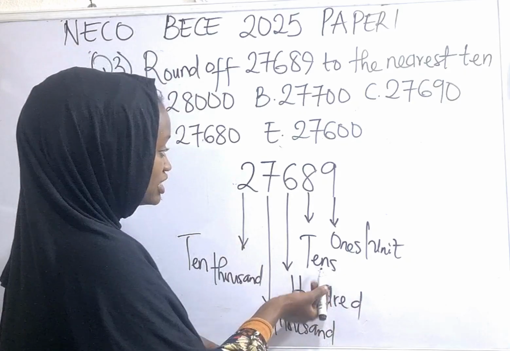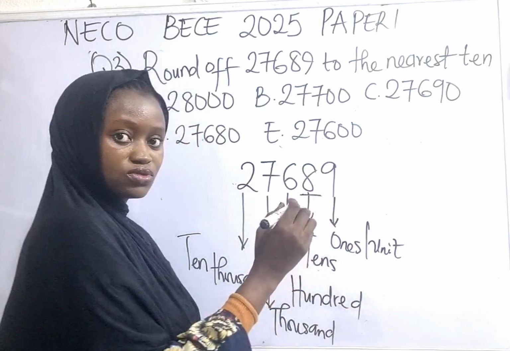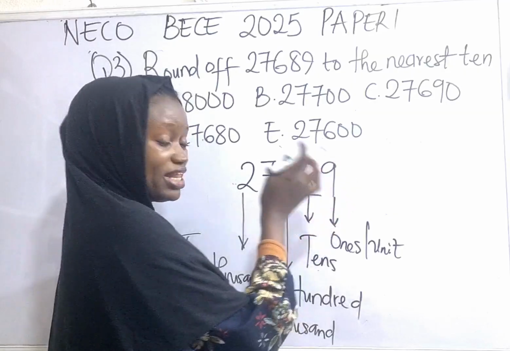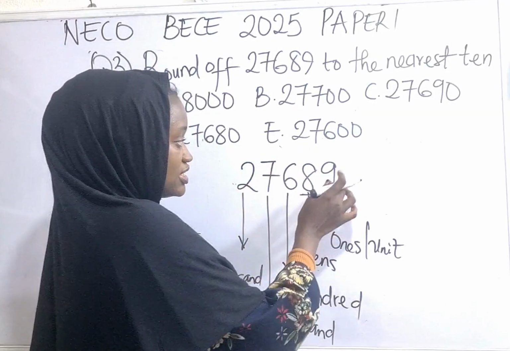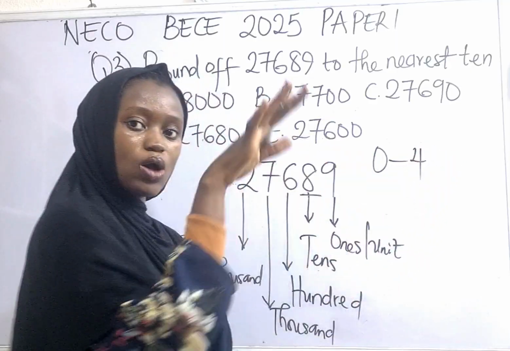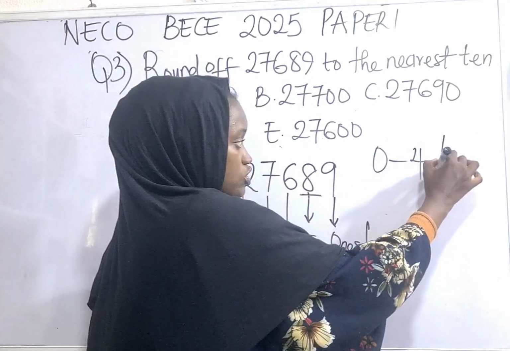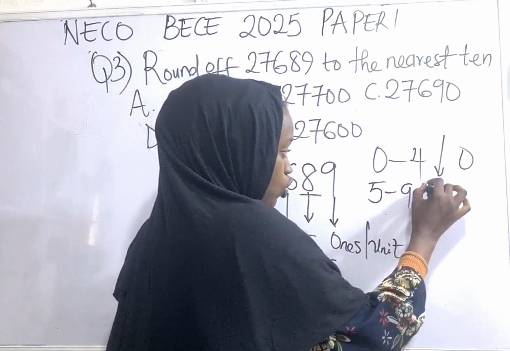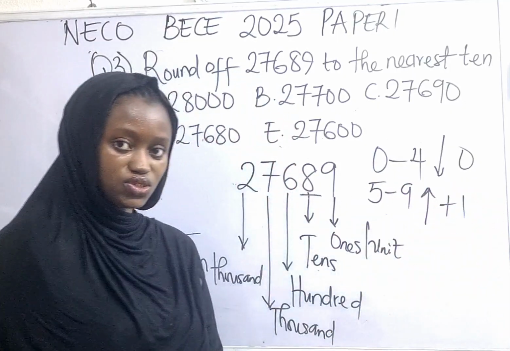So which number is in the tens place? That is 8, right? So what are the last two numbers? This is 8, and the number that comes after 8 is 9. Remember, if you have a number between 0 to 4, we round down. If you're rounding down, it means you're just adding 0 to it. But between 5 to 9, we round up, meaning you are adding plus 1 to it, right?